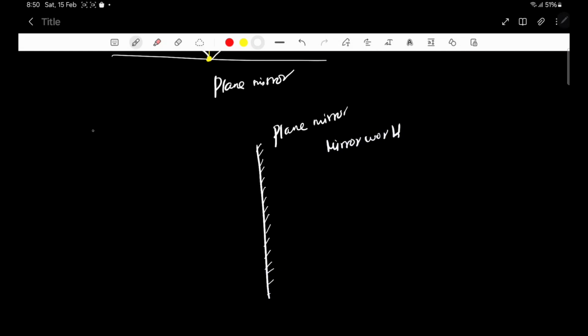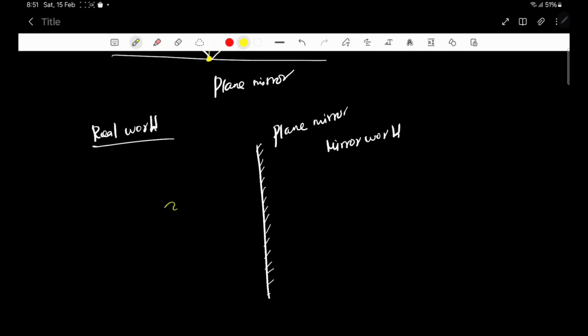It's a real world. Mirror world in the sense, if you look into the plane mirror, you can see yourself, and you can also sense that that image seems to be lying at a certain depth from the mirror surface. So that world I call a mirror world. So it's a real world, it's a mirror world.